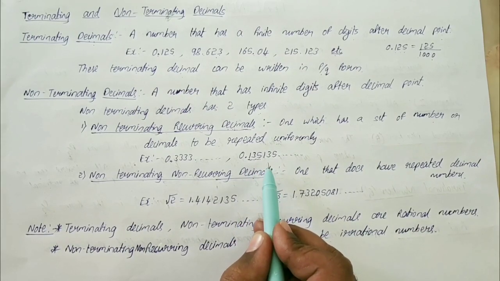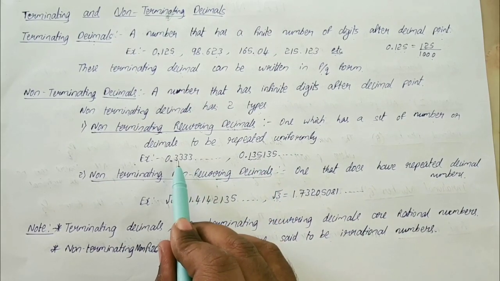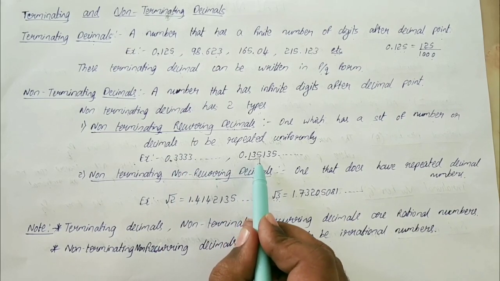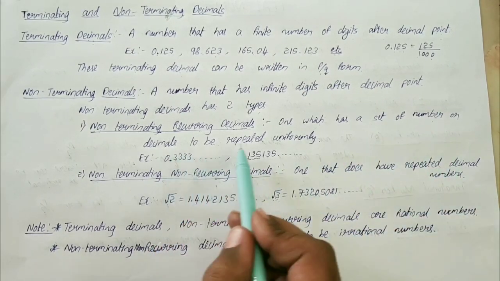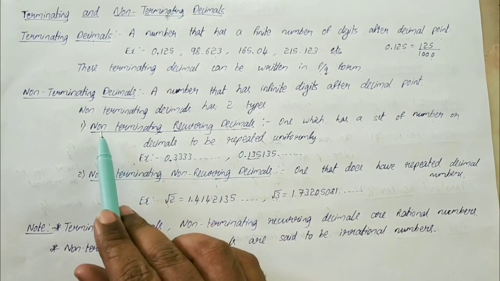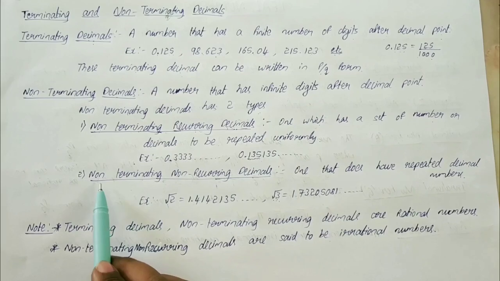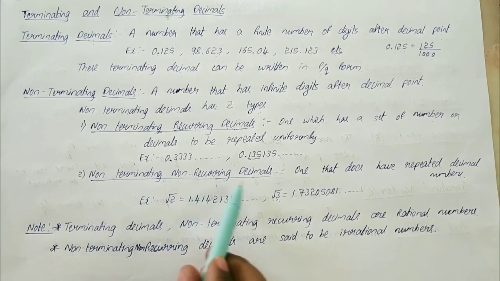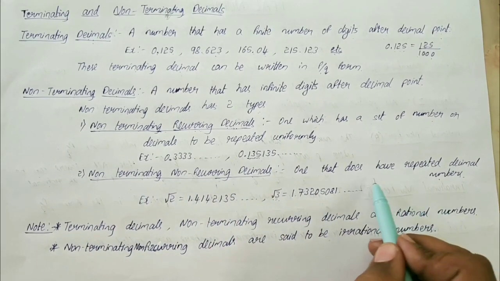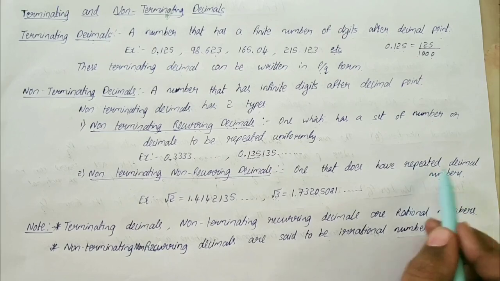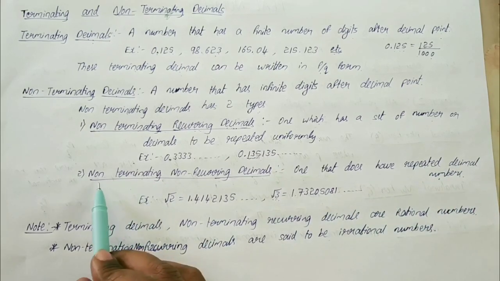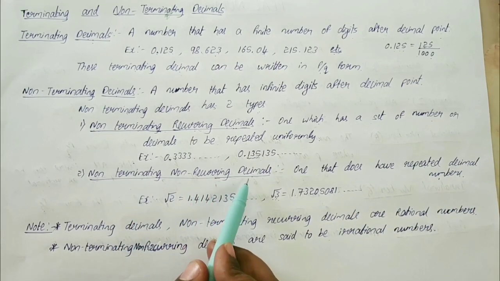135 repeating. It may be a single number or it may be a pattern, a set of numbers. The set of numbers or decimals which are repeating, we can call non-terminating recurring decimals. So next, what is non-terminating non-recurring decimals? The one that does not have repeated decimal numbers, we call it non-terminating non-recurring decimals.